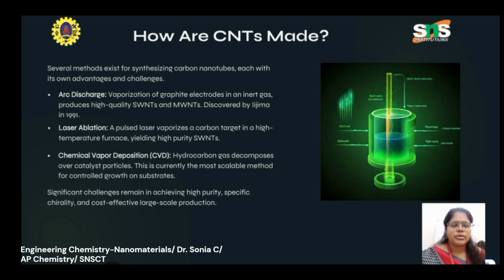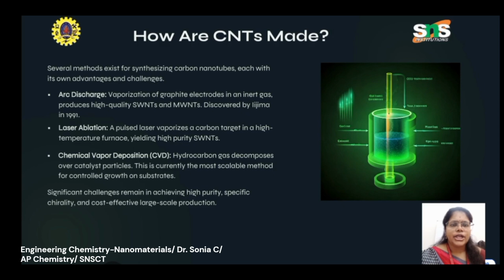Laser ablation process: a pulse laser vaporizes a carbon target in a high temperature furnace. It yields high purity single wall nanotubes. So the laser ablation method is one of the famous methods. Then the most common method is the chemical vapor deposition process. There are different types of chemical vapor deposition process.